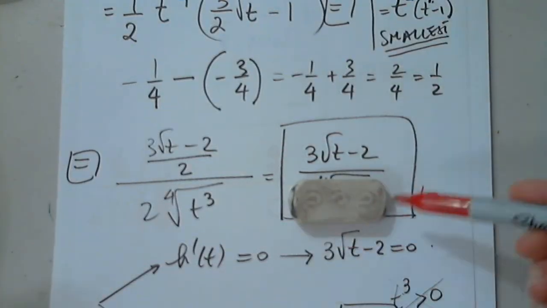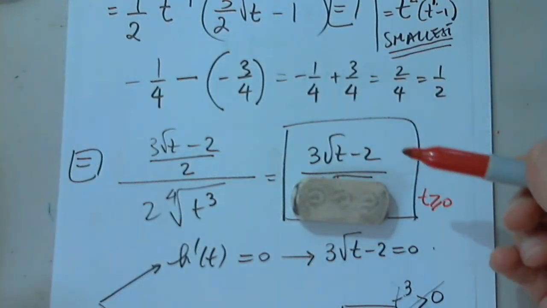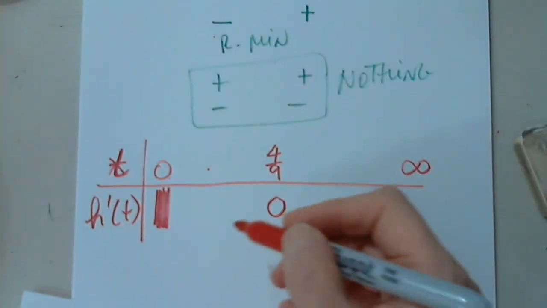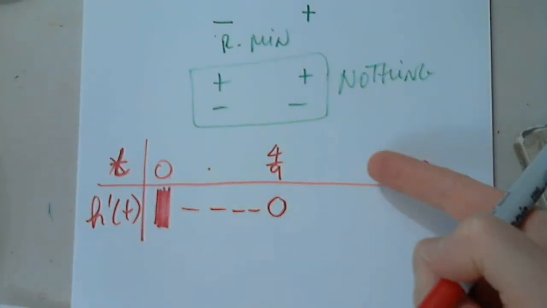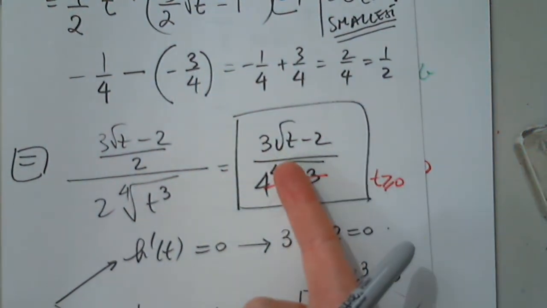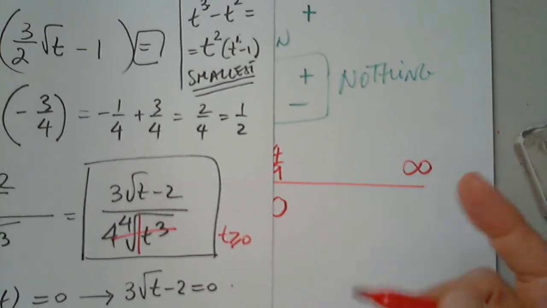Of the derivative of the entire expression. This is always positive. I'm not going to waste my time. So plug in 0 and tell me the sign so I can put it here. Negative? Yes. Plug in 9 and tell me the sign. Positive. That's it.